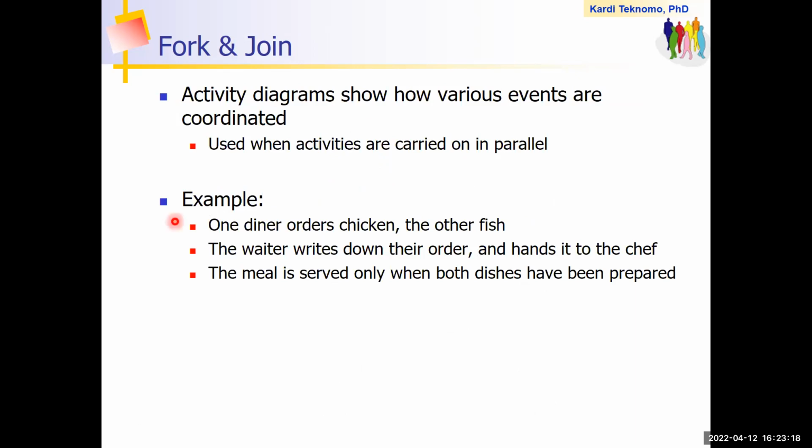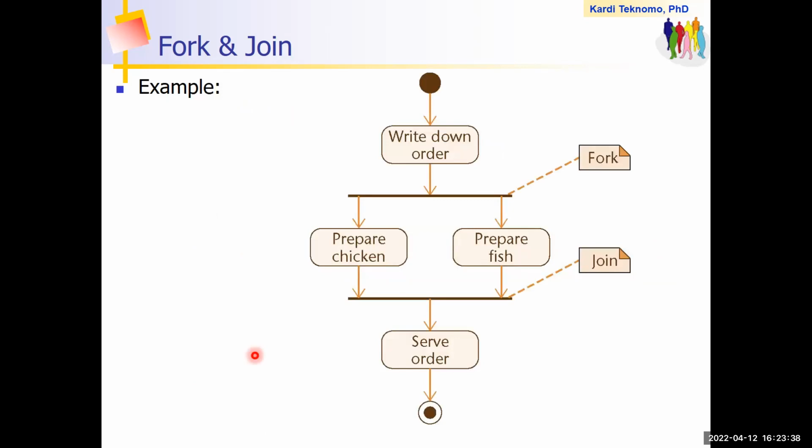So this is an example. One diner orders chicken, the other orders fish. The waiter will write down their order and hand it to the chef, and the meal is served only when both dishes have been prepared. So then you put it this way. The waiter will do like this. This explains that these are done in parallel, and then you wait until the two of them are done, then serve the order, not one by one.